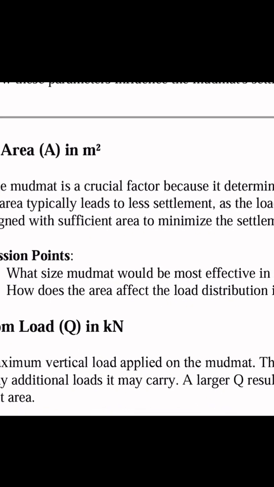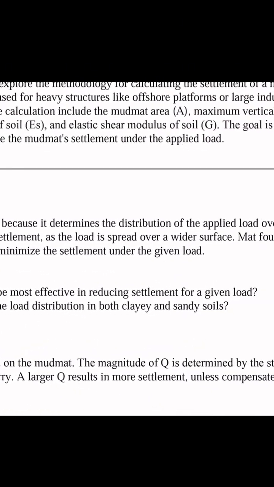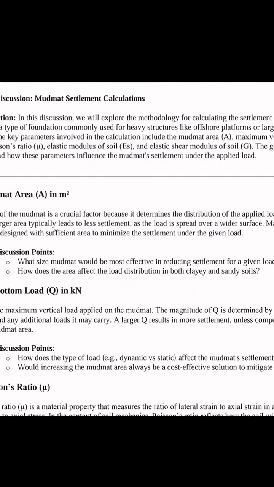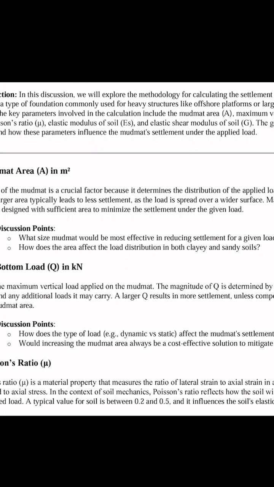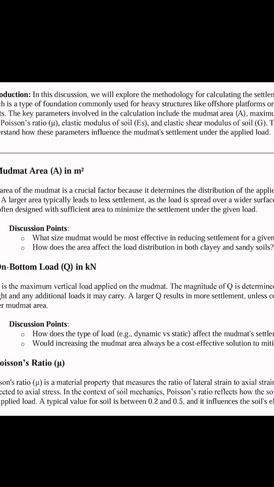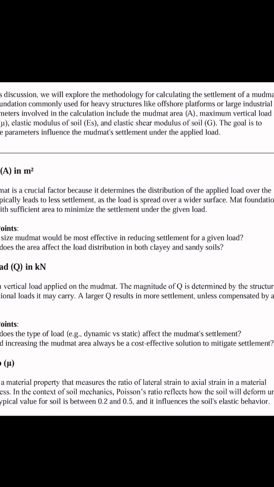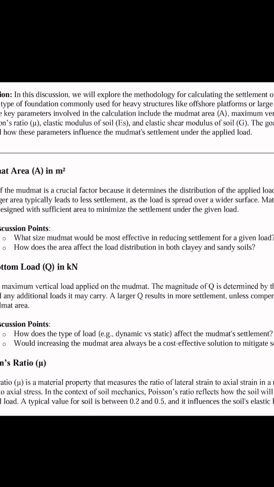Discussion points. What size Mudmat would be the most effective in reducing the settlement for a given load? So this is a point we need to discuss: what size Mudmat would be the most effective in reducing the settlement for a given load, and how does the area affect the load distribution in both clay and sandy soils? So how does this Mudmat area affect the settlement or load distribution in both clay soil as well as sandy soils?